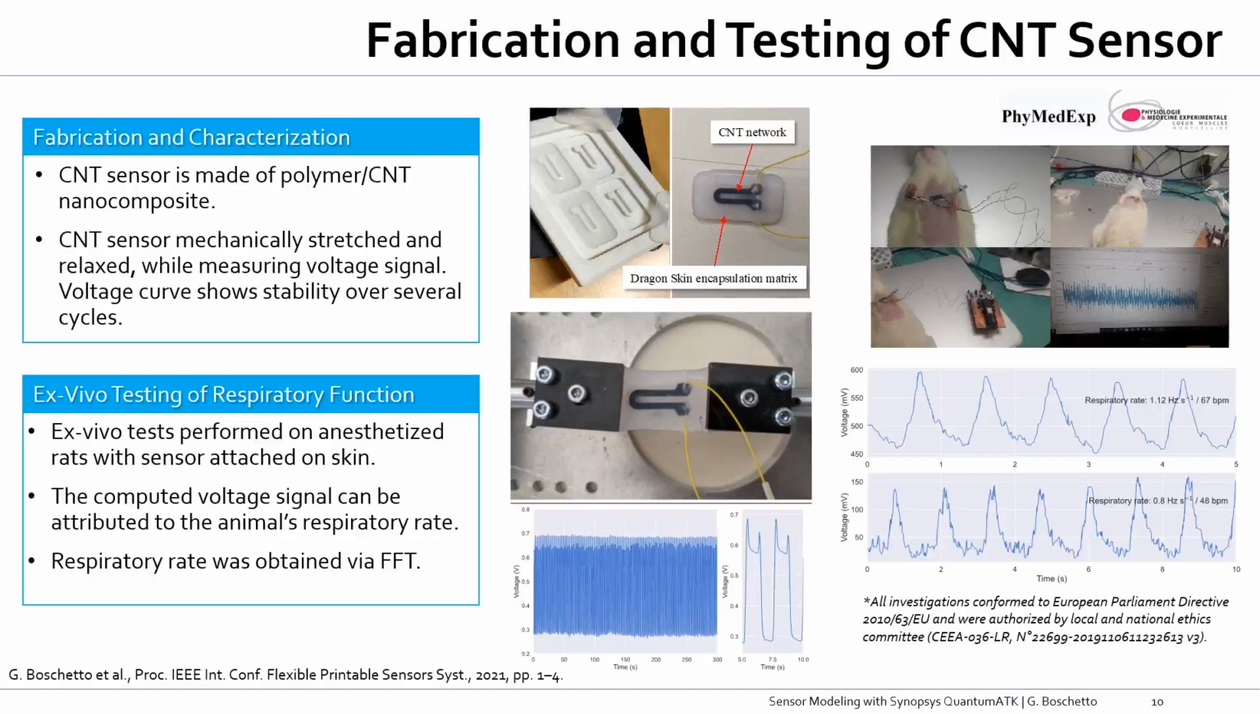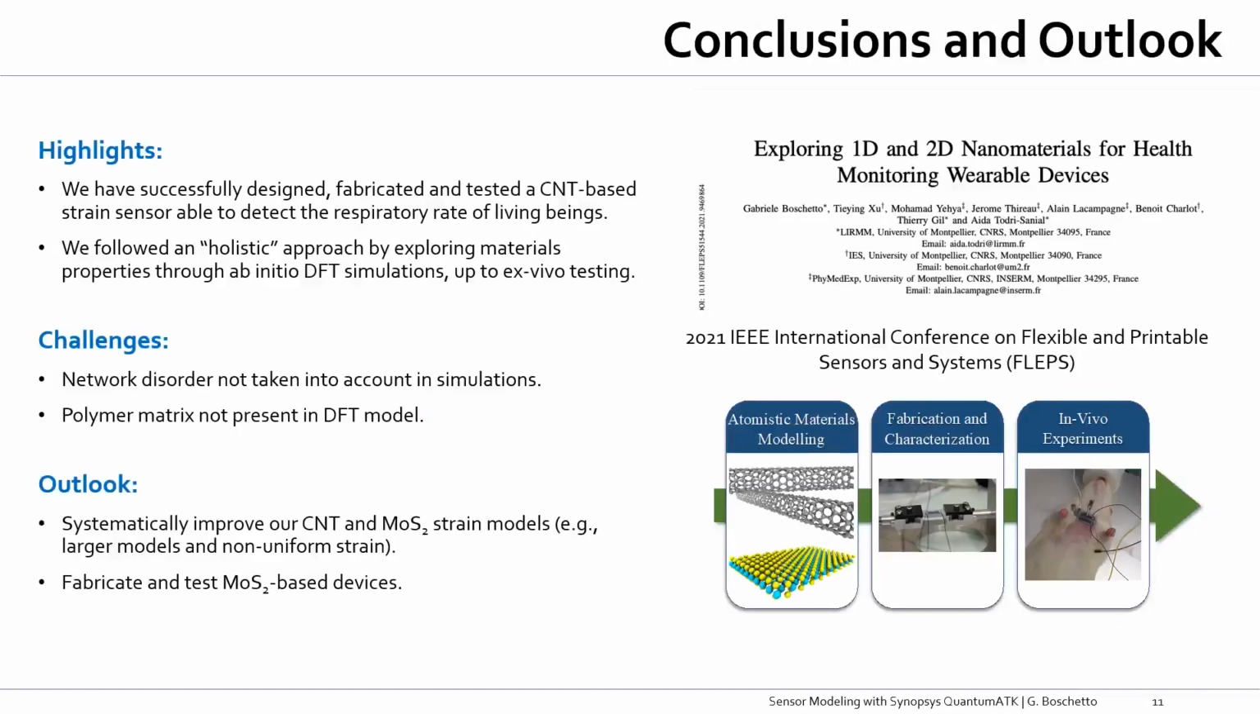Then we tested these sensors on anesthetized rats, as you can see on the top right. And we measured once again the voltage signal, which in this case can be attributed to the animal's respiratory rate. So essentially our DFT simulations, together with this experiment, confirm the percolation theory. Now, to conclude, by following this holistic approach, we designed, fabricated, and tested a working carbon nanotube sensor to measure respiratory rate. Now, of course, there were some challenges in our modeling approach.